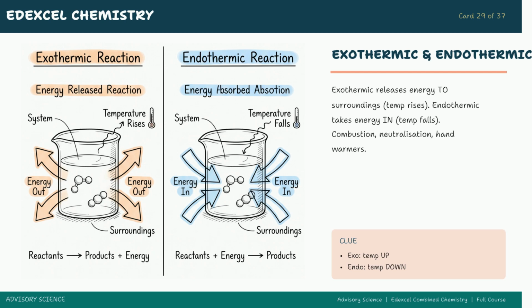The clue is in the temperature change. In an exam, if the question says the temperature of the surroundings rose, then the reaction is exothermic. If the temperature fell, it is endothermic, and the temperature change is the giveaway.